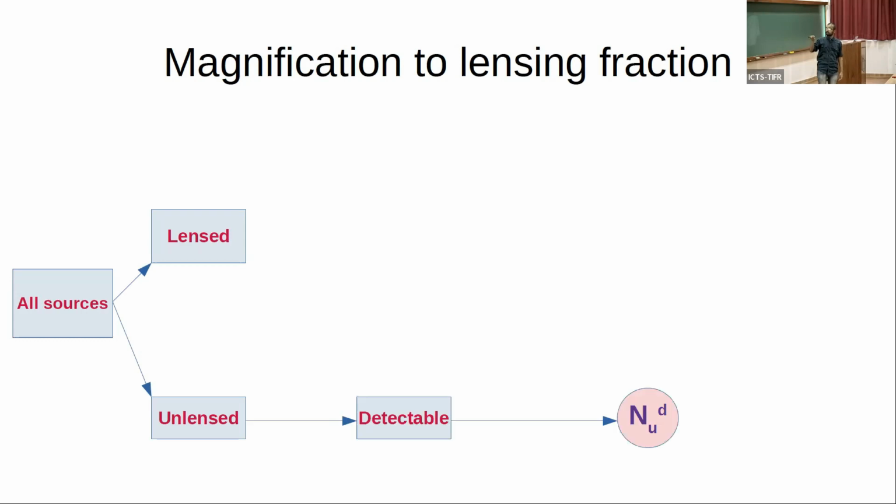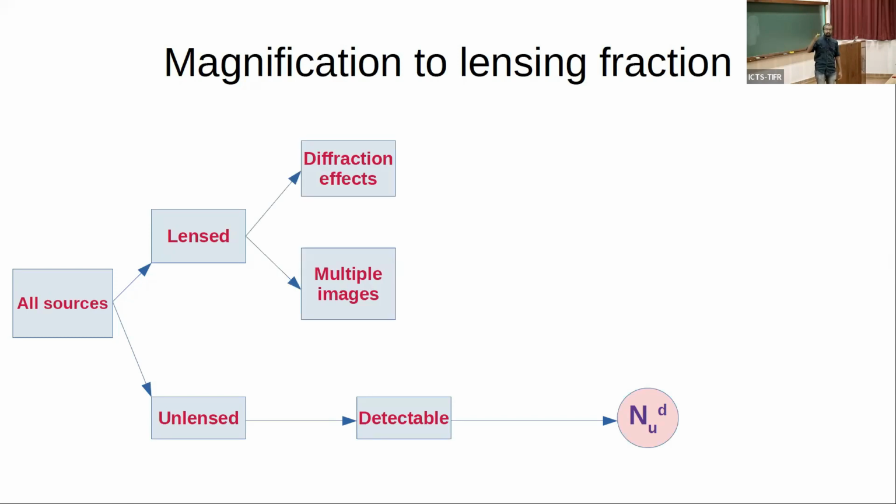Here is a flowchart of how you would actually get the lensing fraction once you have the magnification distributions. In our simulation, we start with all sources. We put lenses in front of them. If there is at least one lens, those sources are called lensed. If there is no lens, they are unlensed. If they are unlensed, you simply take their properties, put them through our detectors, and see if they will ever be detectable. That will give you the number of unlensed detectable sources.